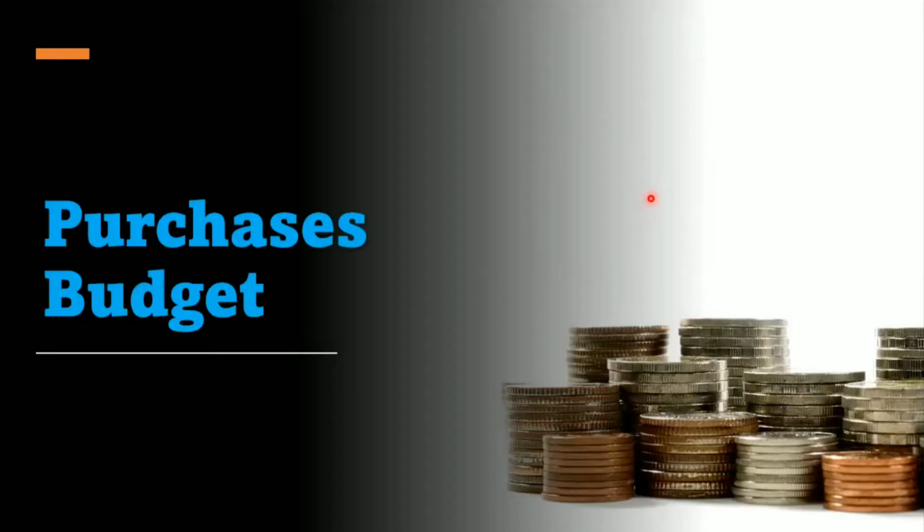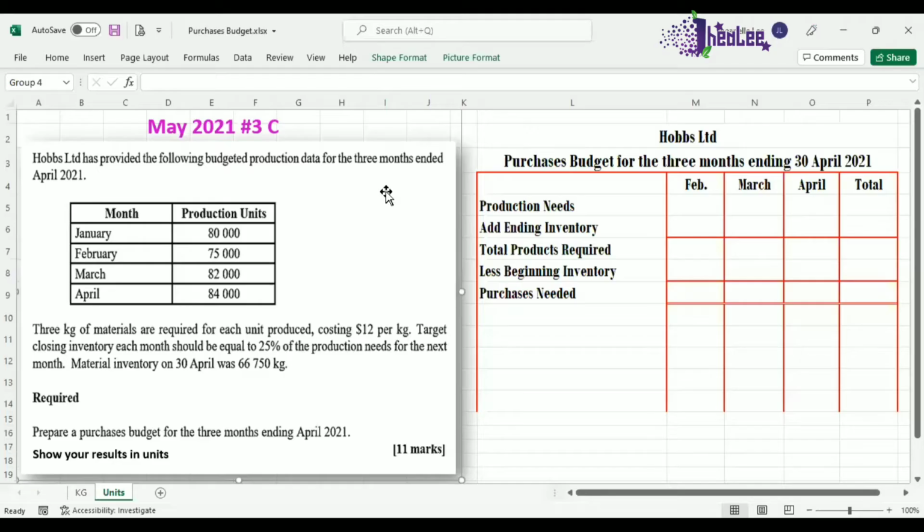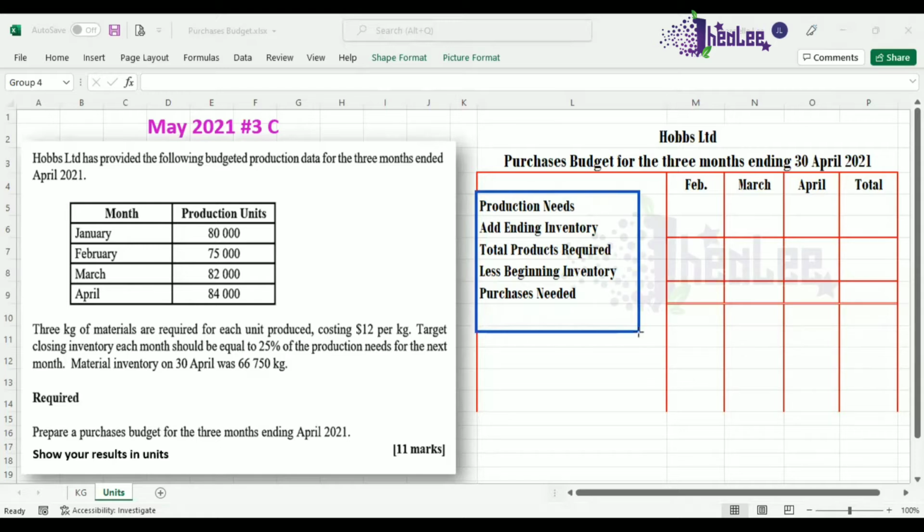In our previous lesson, I promised that I would complete the question that was worked in that session using units, showing our results in units. So today, I am preparing the purchases budget, showing our results in units for this question. Now remember, to prepare the purchases budget, all you need to do is pick up your production needs, add your ending inventory, that will give you total products required, less your beginning inventory, and that will give you the purchases needed for the budgeted period.